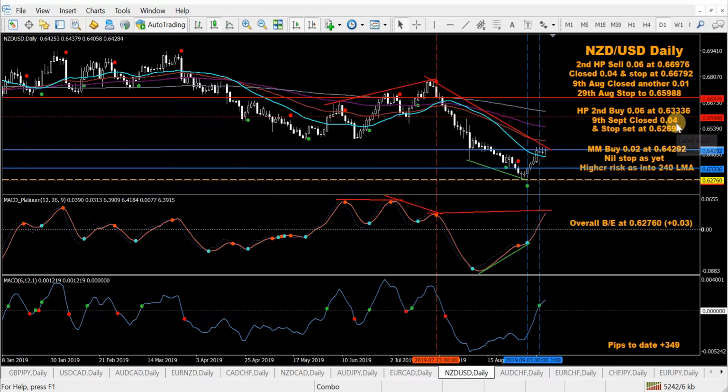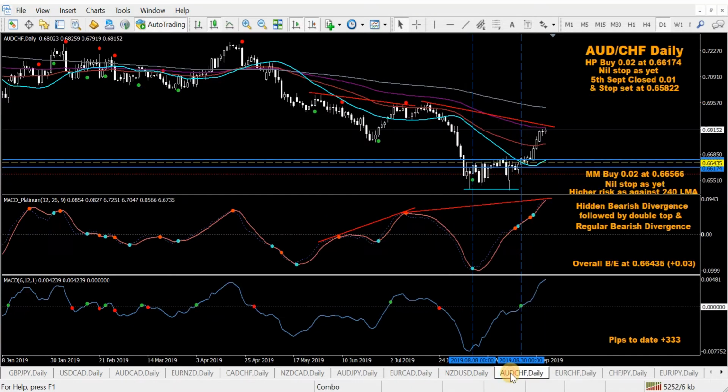As you can see, I've closed 0.04, and there's a stop in place down here, and there's been a mod MACD buy here. That's overall break-even level down below, well below price at the moment. There's my stop there. So looking all right in New Zealand USD, AUD CHF.